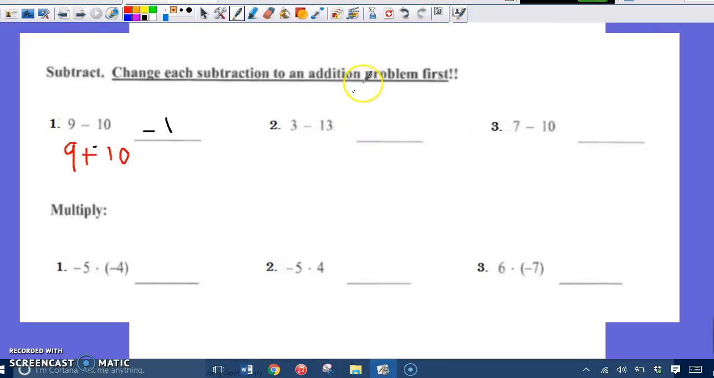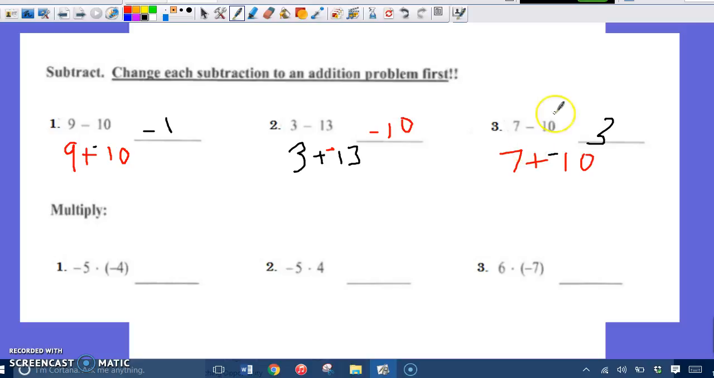Okay. So now, 3 minus a 13. Change it to an addition problem. Change the sign of the second number. So I have a 3 plus a -13. The difference is 10, and it's going to be a -10 because of the -13. Next, 7 minus 10. Change to an addition, change the sign of the second number. Follow addition rules. Positive plus a negative means I'm going to subtract.